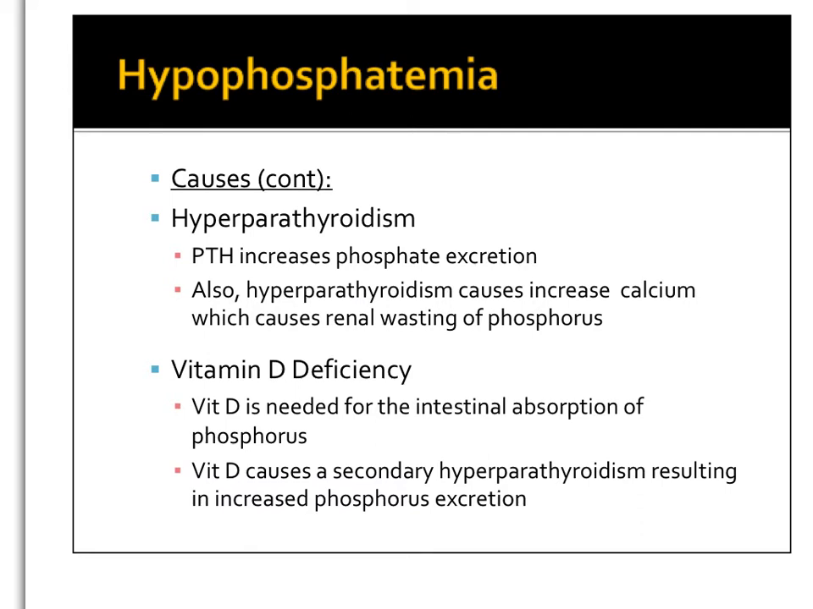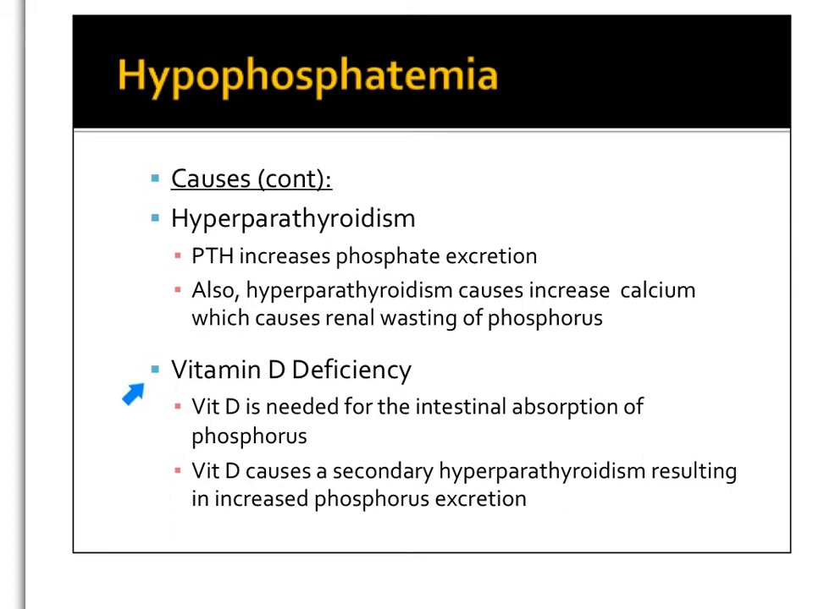Two key players here in the role of low phosphate are hyperparathyroidism and vitamin D deficiency. Parathyroid hormone actually increases phosphate excretion. And as you remember from before, parathyroid hormone regulates our calcium levels. So when you have hyperparathyroidism, that can cause an increase in calcium, which we know will cause increased wasting of phosphorus. Remember, there's that inverse relationship between the two. So PTH actually increases phosphate excretion, and also with hyperparathyroidism, it causes calcium levels to get high, and we know when calcium levels are high, phosphorus gets excreted.